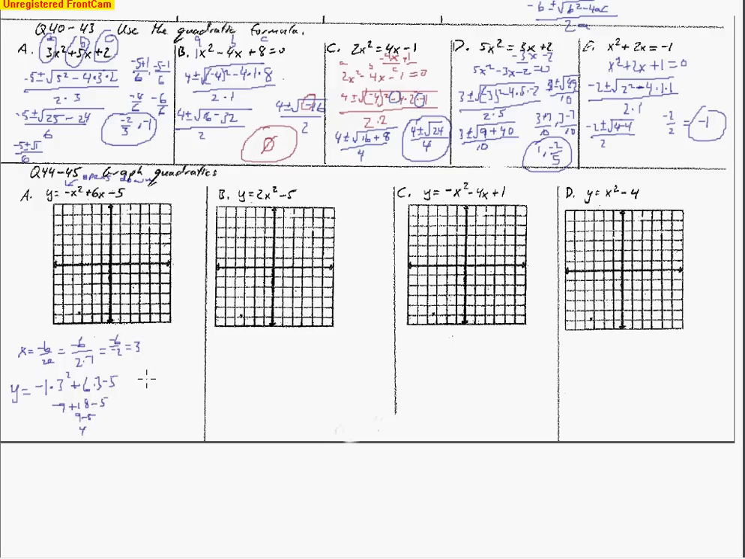So there's our point, our vertex, 3, 4. That's where we're going to start this graph. So over 3, 1, 2, 3, up 1, 2, 3, 4. That's where we start. And then from there we just look at the parent graph. It's y equals negative 1 times x squared.